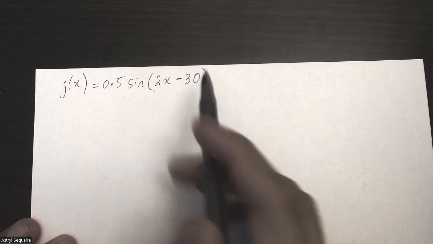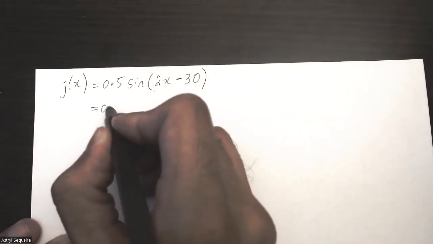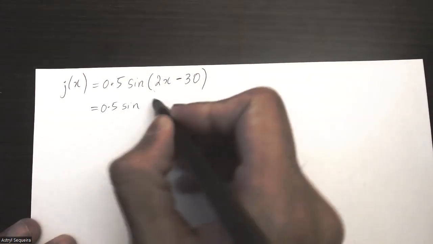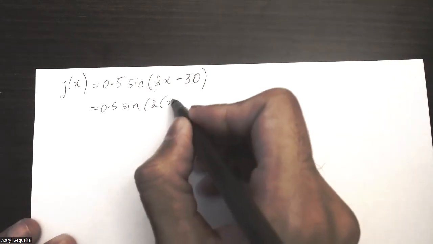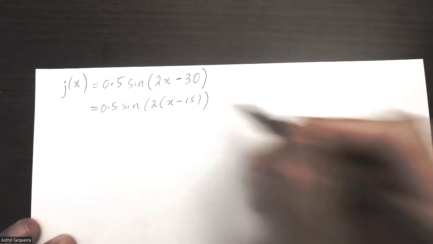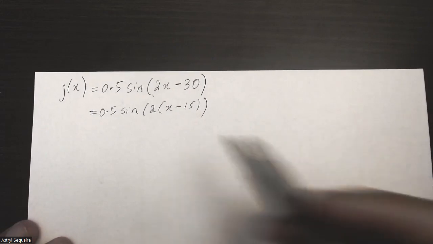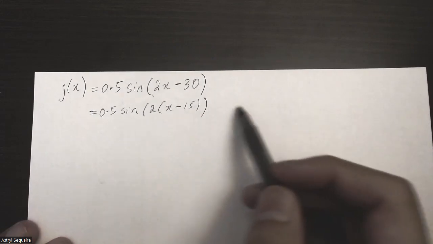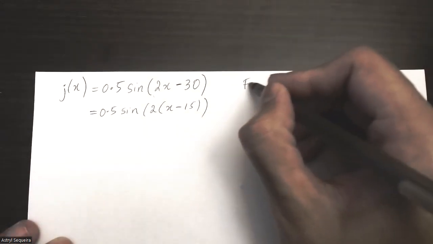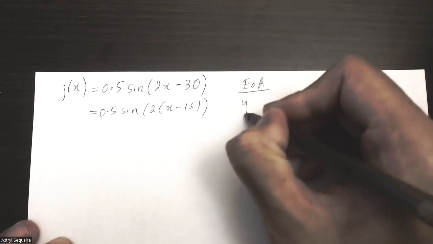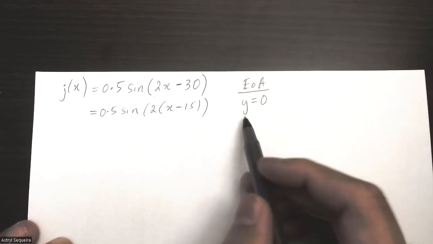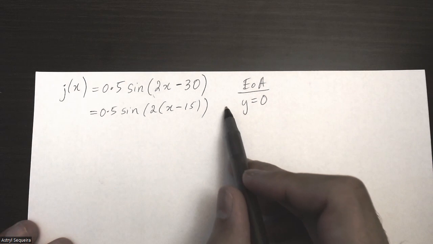So this is not a phase shift of 30 degrees to the right. You've got to factor out the 2 here, which means this is a phase shift of 15 degrees to the right. Also, I have no value here for my equation of axis. So my equation of axis is just going to be y equals 0 because there's no value out here.